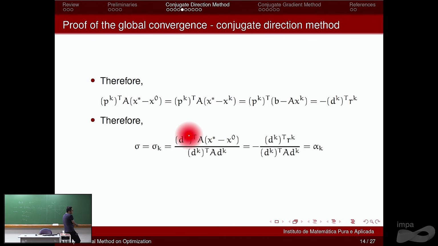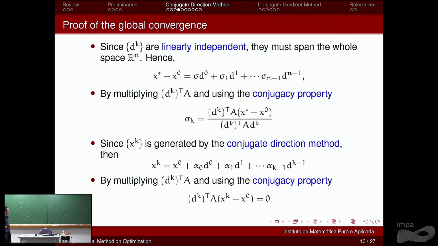method, we got this dk transpose A (x star minus x0) is equal to this term. You have a minus here, and this is just the definition of the alpha k in the conjugate direction method. So we get sigma k is equal to alpha k, and we can see the definition of the xk.